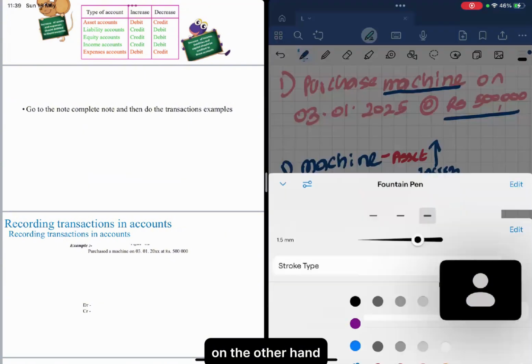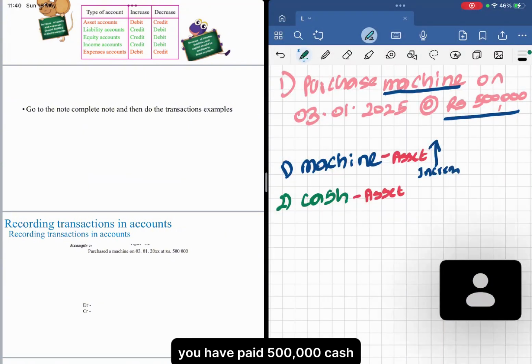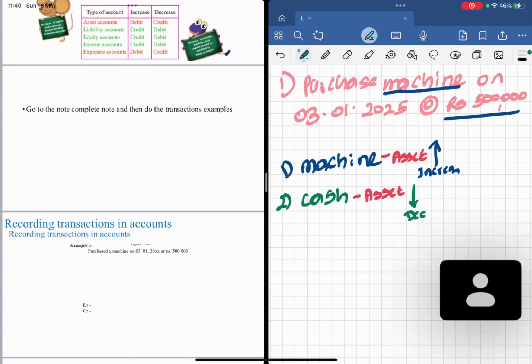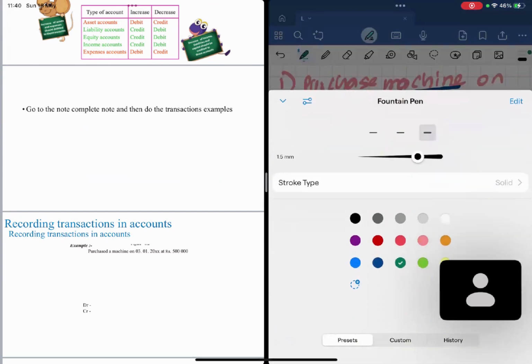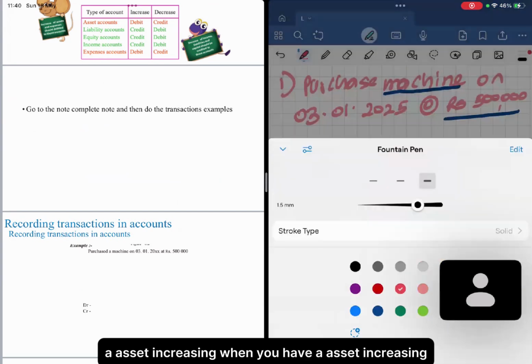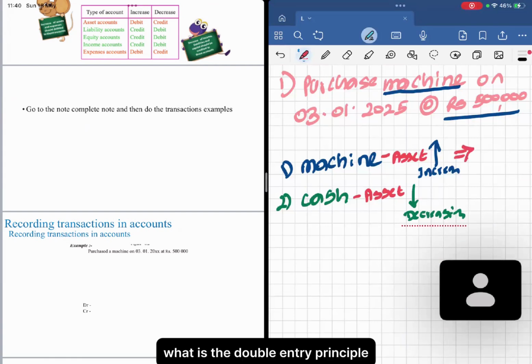On the other hand, when you look at the cash, you have paid 500,000 cash. So cash is decreasing. So here you have one asset increasing and the other asset decreasing. When you have an asset increasing, what is the double entry principle? You have to debit it.